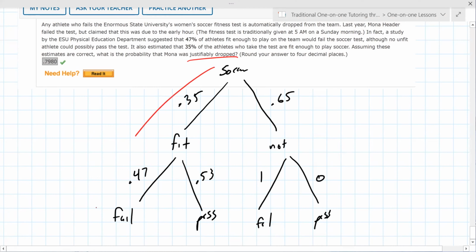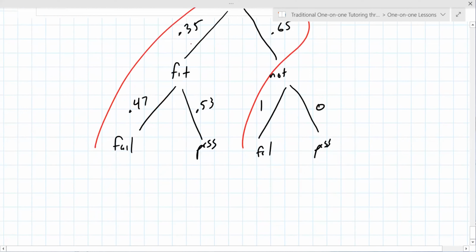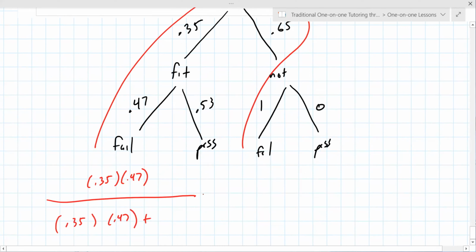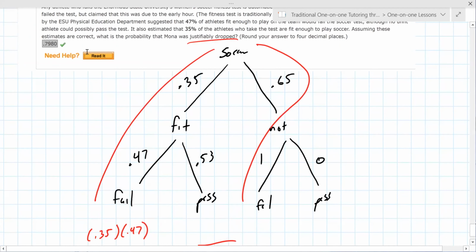So that means the person failed, but justifiably dropped means that she actually couldn't pass the test. So it's this one on the left, this 0.35 times 0.47, that's your numerator, over the other path here, which is 0.65 times 1. And that should get you back to this number here.